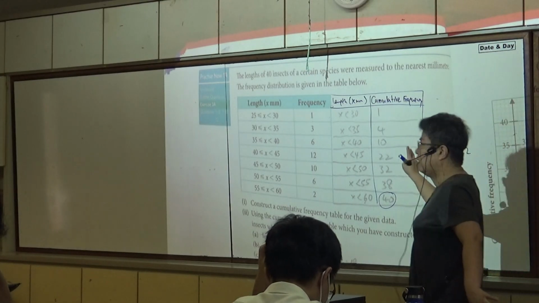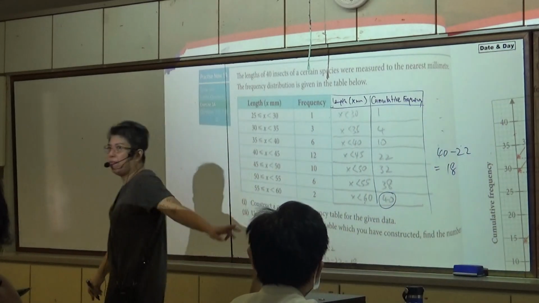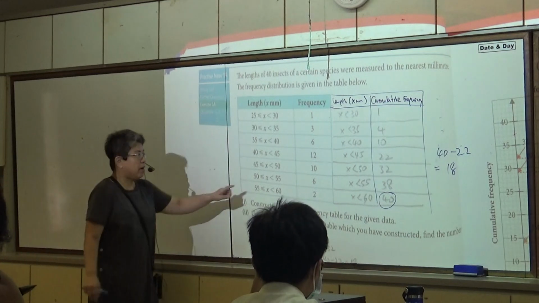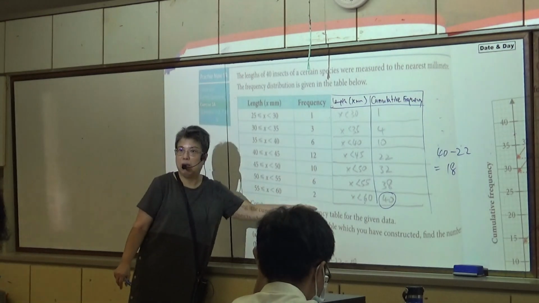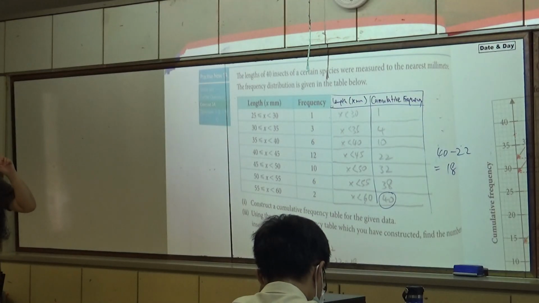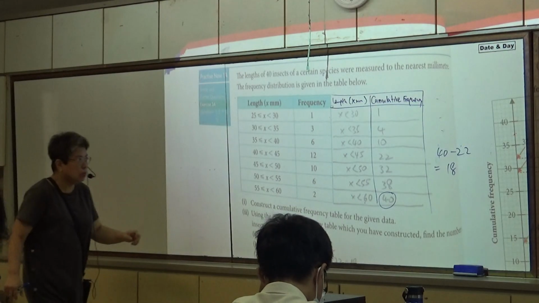Yes. Now, if I don't want to get from the cumulative, can I get from the frequency? Can, right? How to get? I just add up this part. Can you see you also get 18? Can you see it? Yes or no? Okay? Alright, good.